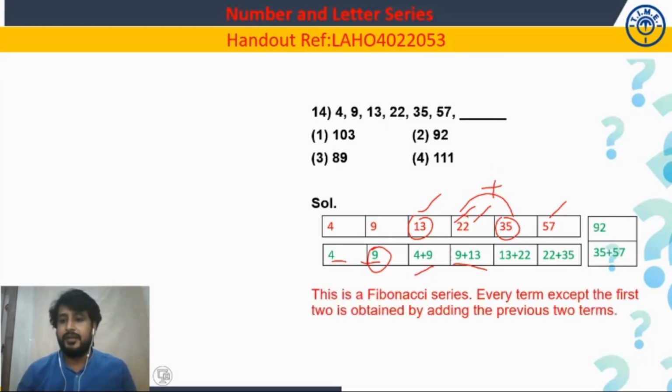This is a Fibonacci series. Every term except the first two is obtained by adding the previous two terms. Sum of the previous two terms is equal to the third term. 4 plus 9, 13. 9 plus 13, 22. 13 plus 22, 35. 22 plus 35, 57. Sum of the previous two terms is equal to the third term. And the answer is 92.